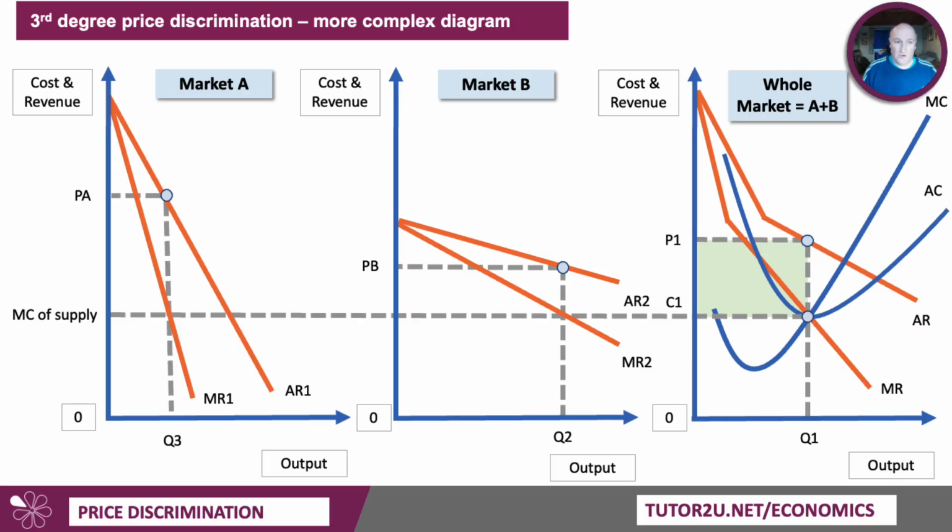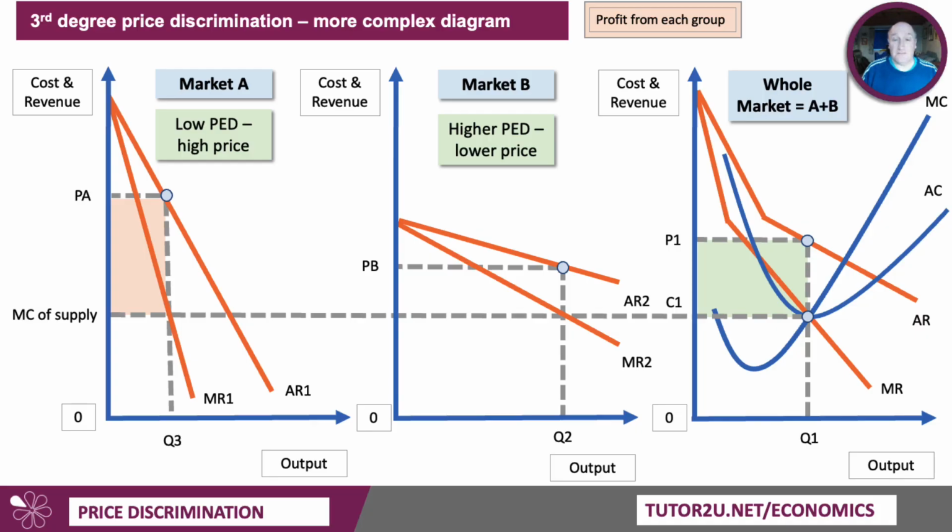Can we make money? Well, getting ahead of myself here. Market B has a high elasticity, so you charge a low price. Market A has a low price elasticity, you charge a high price. Okay? Now we can make profit. So in market A, we can make some profit because the price we're charging is above the cost of supplying that market, and we can still make profit in market B as well, because the price we're charging that group is above the cost of supplying to that group. Assuming here that marginal average cost is the same.